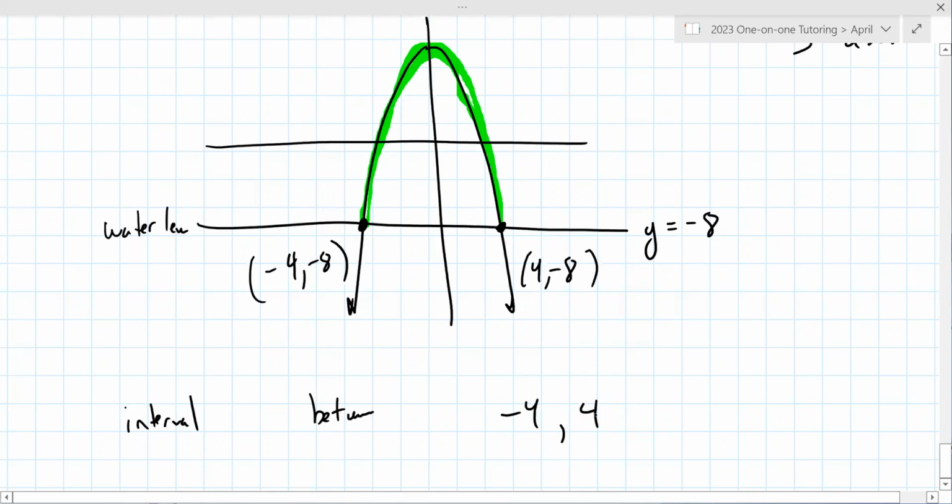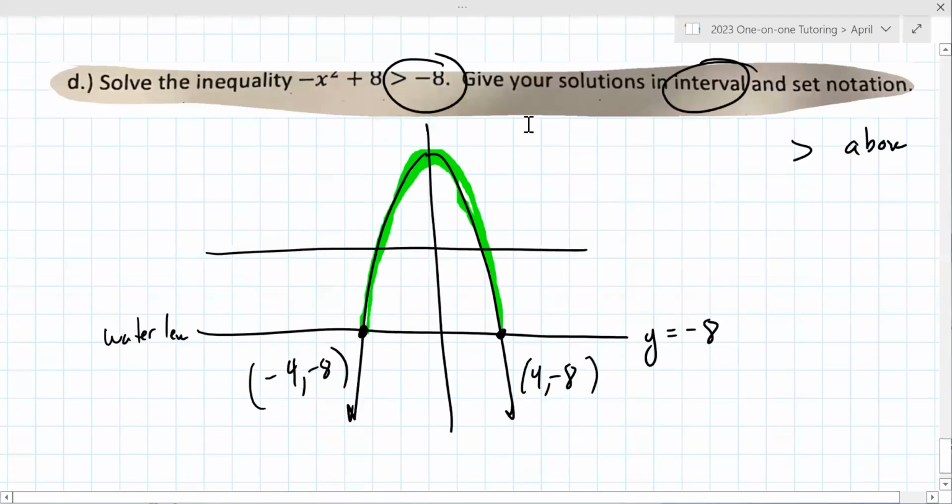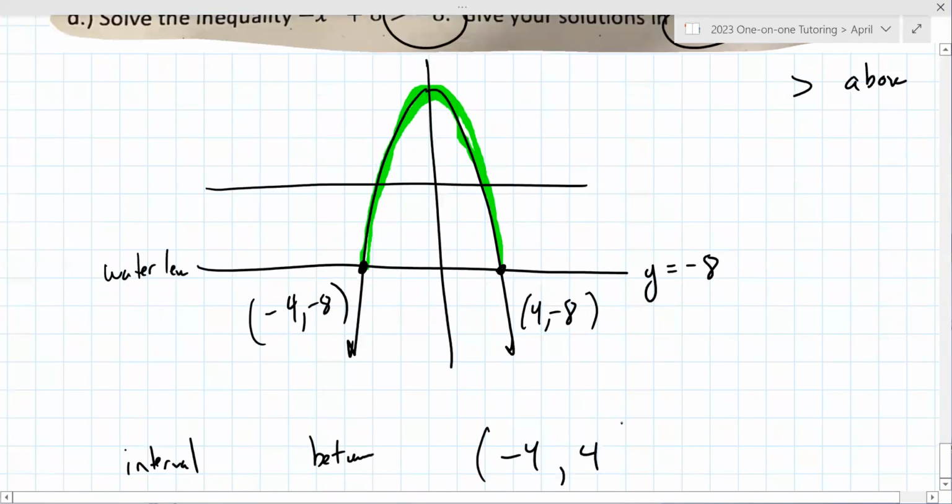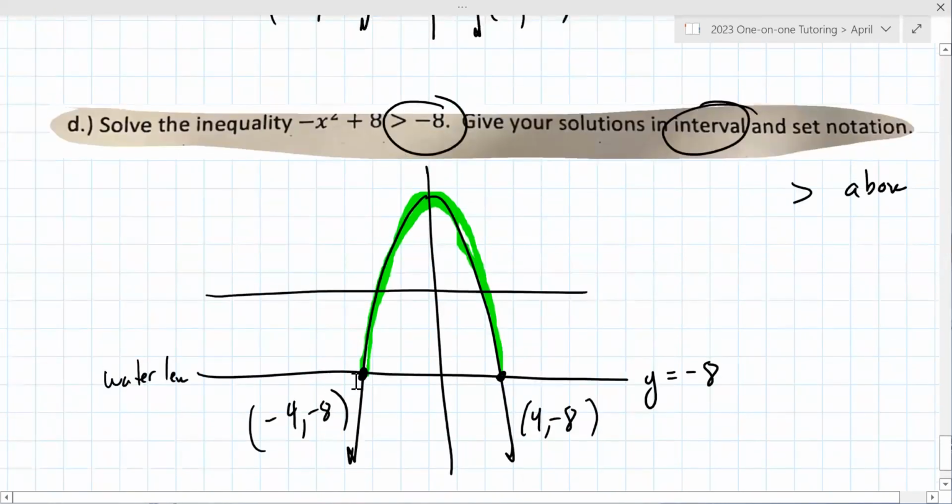Is it a bracket or a parentheses? The answer is based on whether there's an equal to part underneath. So if it's just a greater than or less than, it's parentheses, because it does not include these points. And the reason is because at those points, it's not greater than, it's equal to.